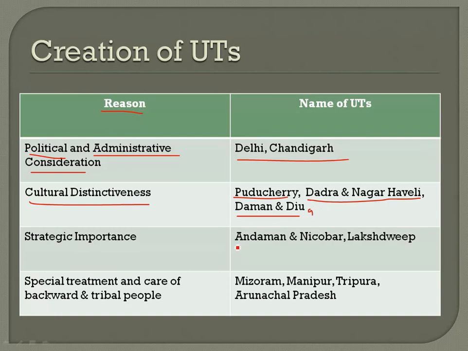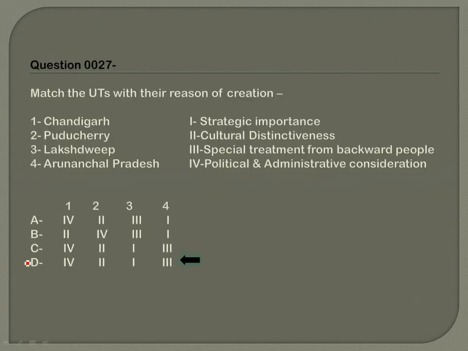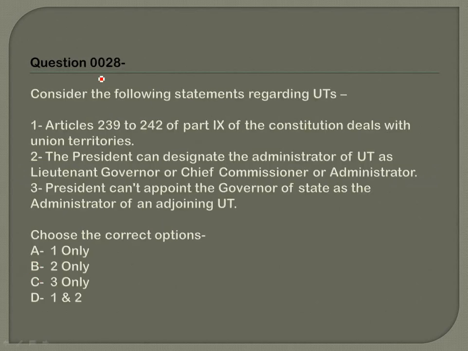It is very well known that Andaman and Nicobar and Lakshadweep have strategic importance. That is why they were declared union territories. Four among the seven sister states, Mizoram, Manipur, Tripura, Arunachal Pradesh, were declared union territories in order to provide special treatment and care of backward and tribal people. Match all the reasons and option D is correct.